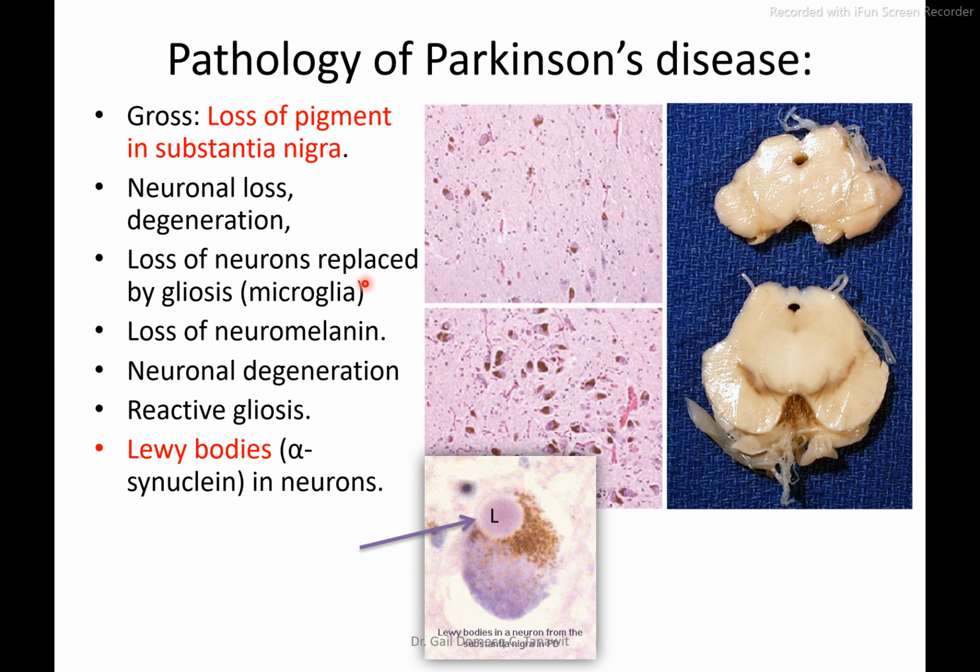Loss of neuromelanin, neuronal degeneration. There would be a reactive gliosis, okay, and Lewy bodies can be seen also. Okay? So this is the lesional, and this is the normal. Okay? So, kita nyo, wala na. Wala na tayong tawag dito, pigment in the substantia nigra.